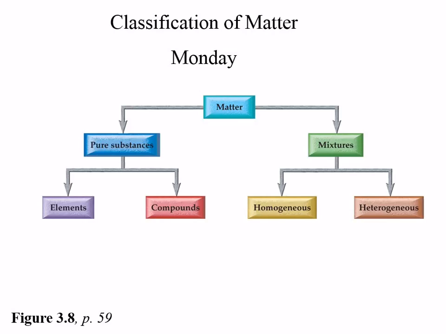Okay, so let's go on and see if we can wrap up this part. So yes, this is that same figure. This is a figure that should be burned in your brains. Matter is made up of atoms. Matter has mass and occupies space. And matter can either be a pure substance or mixture. We've talked about pure substances, elements and compounds. Now we need to talk about mixtures.